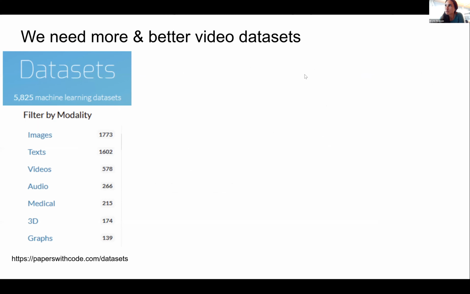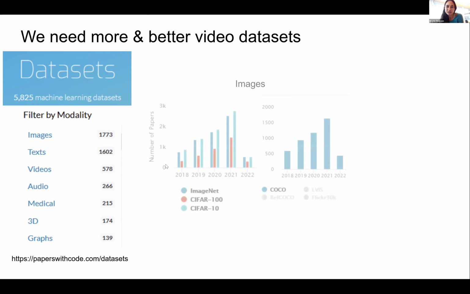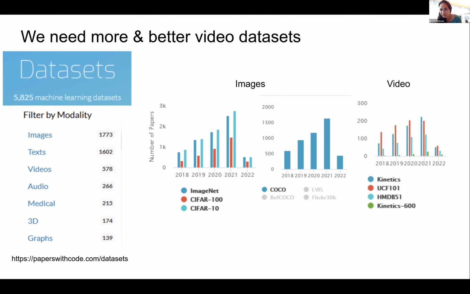One is that computer vision right now, to a large extent, is still focused on images. So this is some numbers that I pulled from Papers with Code this morning, that there's about three times more image data sets than there are video data sets out there. You can also look at the number of papers that are devoted to these different types of data. So these are some of the most popular image data sets: ImageNet, COCO, CIFAR, and then the most popular video data sets are Kinetics and UCF.